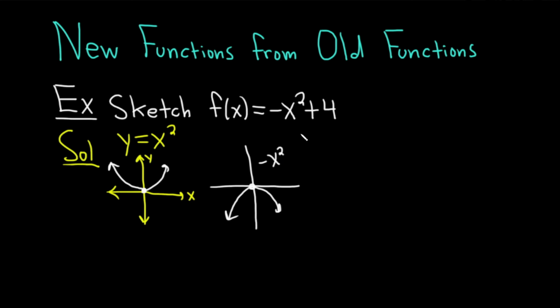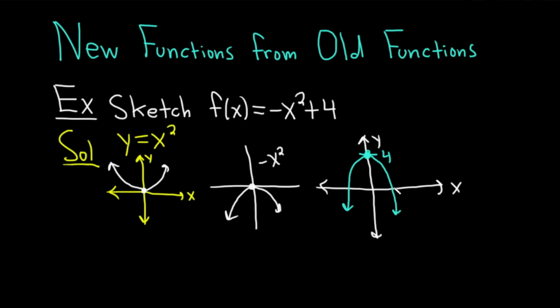And then when you go to negative x squared plus 4, you take this graph and you go up 4. The final graph is going to look like this. Here's the x-axis, here's the y-axis, and it's up 4, so it's going to be up here at 4. Then it just goes down like this and goes down like this. It crosses the x-axis at 2 and negative 2. You can tell because if you plug those numbers in, you get 0. So this is the graph of f of x equals negative x squared plus 4.